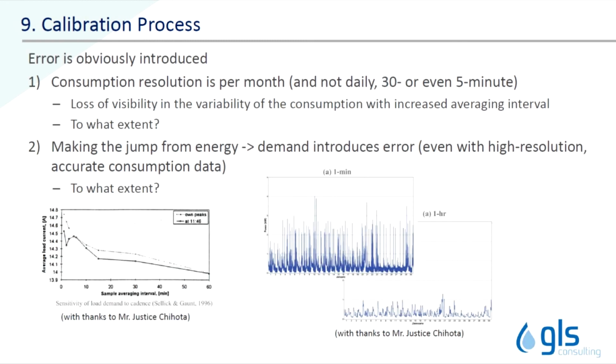Now, in terms of the calibration process, we know that we obviously introduce error. This is due to two different factors. First of all is the fact that the energy consumption resolution is per month and not, ideally as you would like, daily, 30-minute or even 5-minute resolution data. So we know with an increased averaging interval comes a loss of visibility in the variability of the consumption.